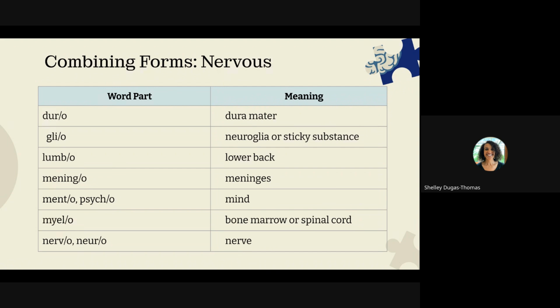Glio means glue or sticky substance. So when you have neuroglia, the helper cells that literally glue and hold neurons together, a glioma is a tumor originating in these cells. Lumbo means lower back. Meningeo, the protective membranes, the meninges wrapping the CNS. Mento or psycho both point to the mind. Myelo has a double meaning, so be alert. In orthopedics, myelo means bone marrow. In neurology, it means the spinal cord. Nervo or neuro, both refer to nerve.